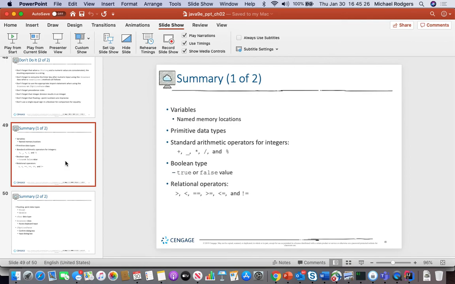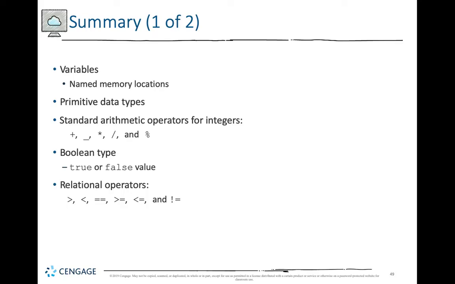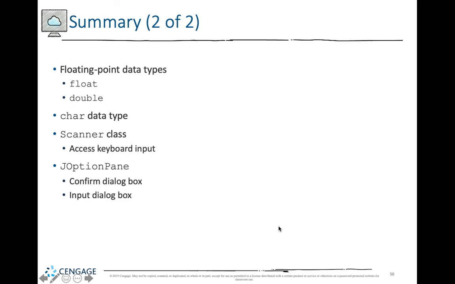All right. Let's wrap it up here. So we have variables. Remember that variables are named locations in memory. It's always more appropriate to use primitive types than wrapper classes. They're easier on memory, by the way. Your standard arithmetic operators, plus, minus, multiplication, and so forth. Your Boolean types, your relational operators, less than, greater than, your double equal for equality. And then, of course, your floating point numbers, float, double, your char data type, your Scanner, and your JOptionPane. All right, there's a lot in chapter 2, but it's also fairly straightforward.